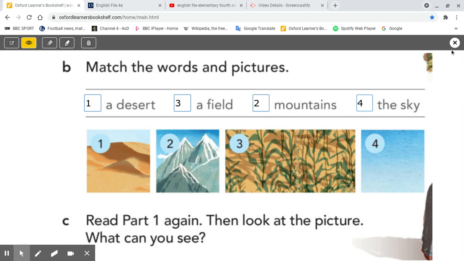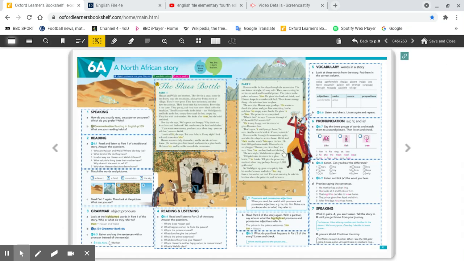Okay, look at the pictures. What can you see in part 1? Over in part 1, you can see the desert, a glass bottle. You can see the brothers, the lazy one and the one who works hard, and the mother. And you can see some mountains, and in the mountains, there's a palace. And here's a very rich man in some very fancy clothes.